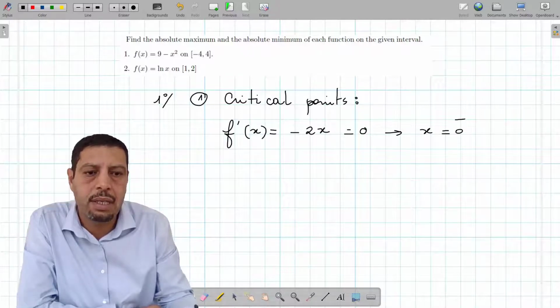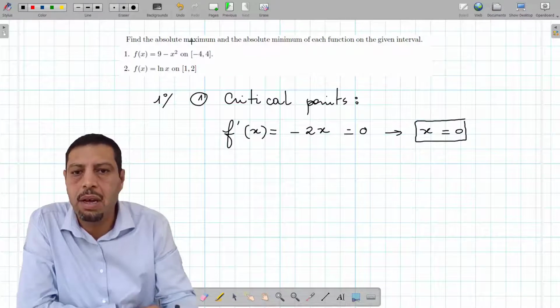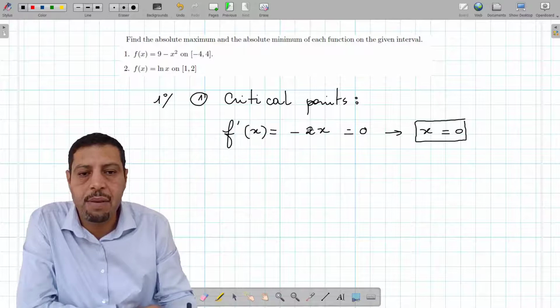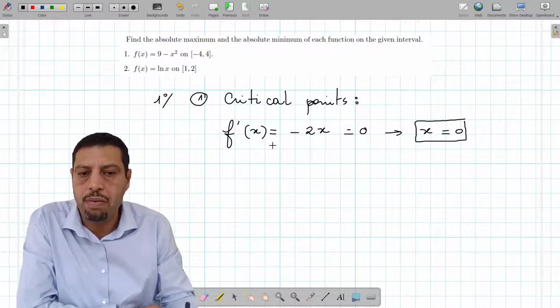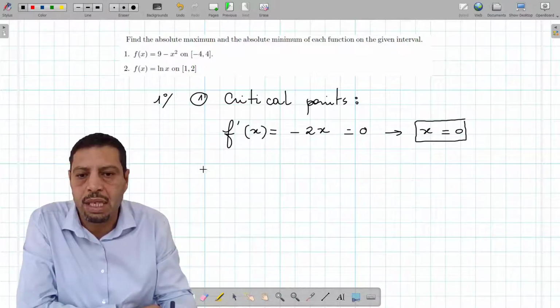So this is a first critical point, since it belongs to the interval [-4, 4], so it's in the domain of the function. Now, is there a point where f is defined and f prime is not defined? No, because the negative 2x is defined everywhere, so there are no points where f prime is not defined. Let's move to the second step.